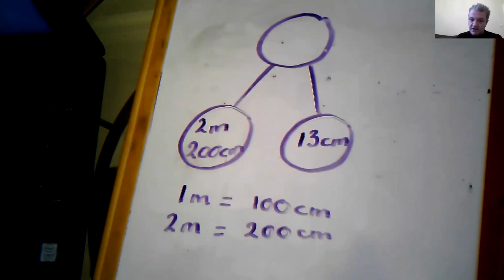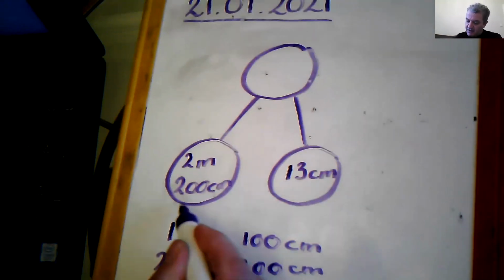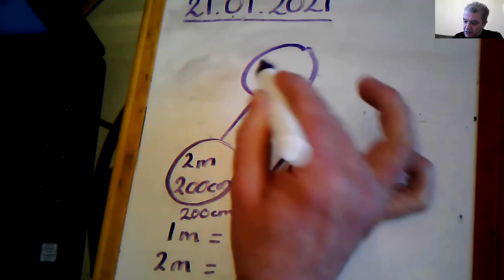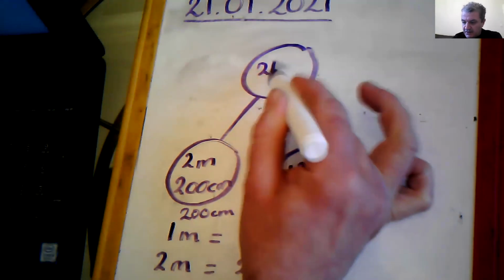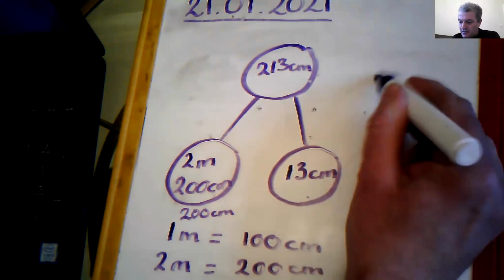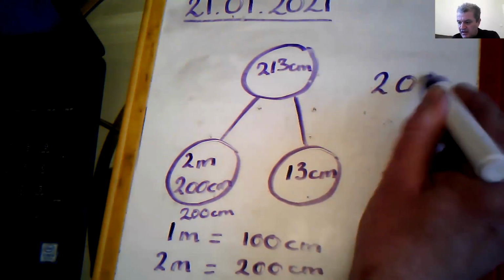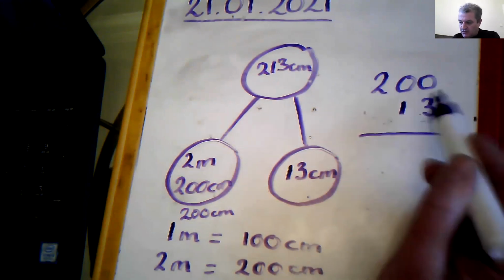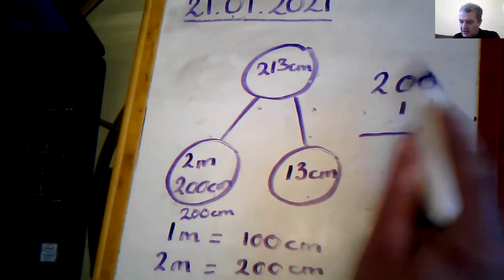Okay, we're happy with that. Therefore, if I combine these 200 and my 13, I end up with 213 centimeters. Will you remember your place value here? So you've got your 200 and you add in 13. So make sure that you line your units and your tens up.